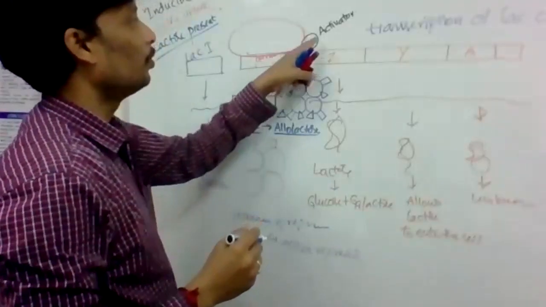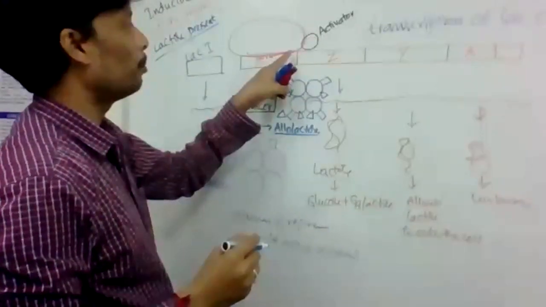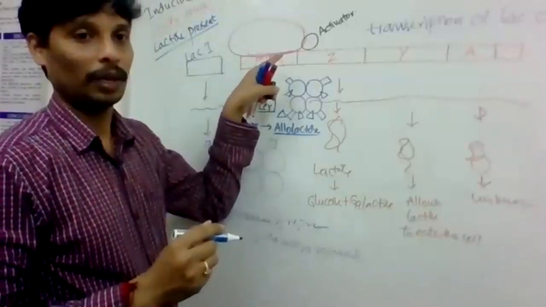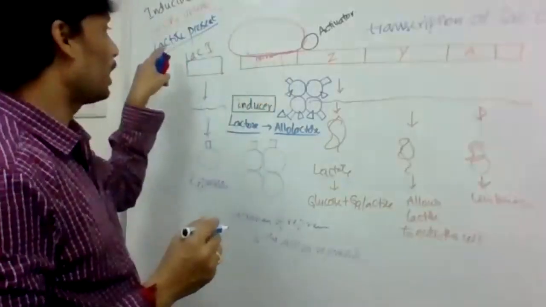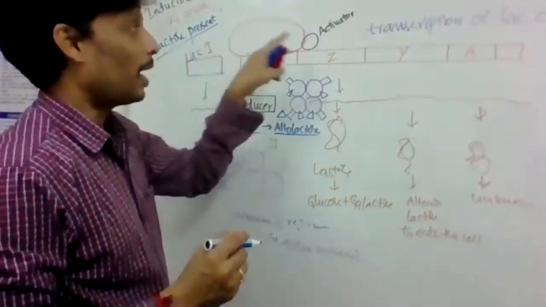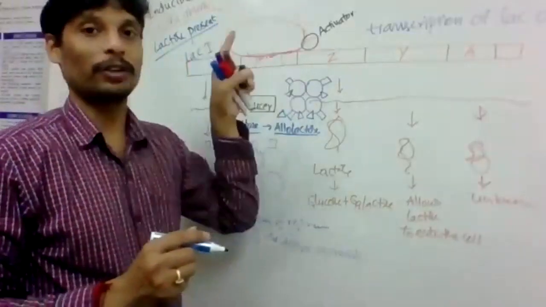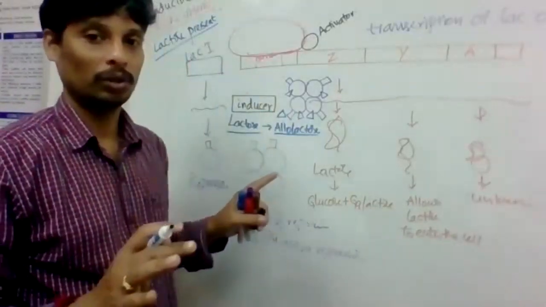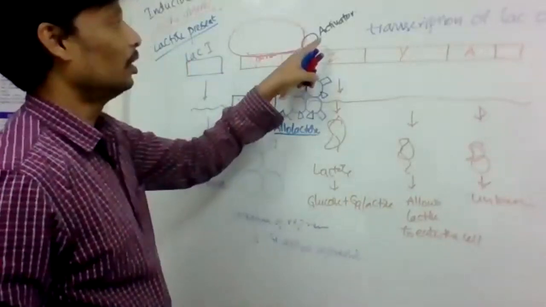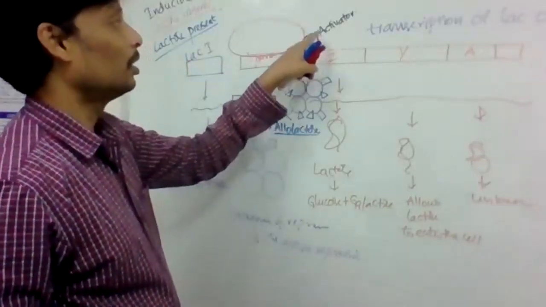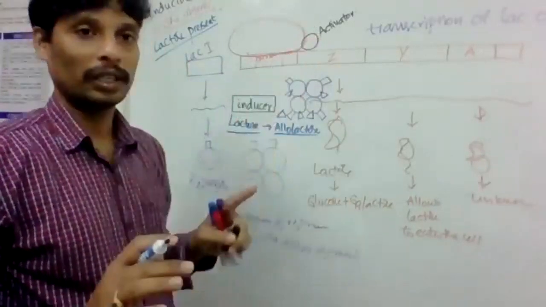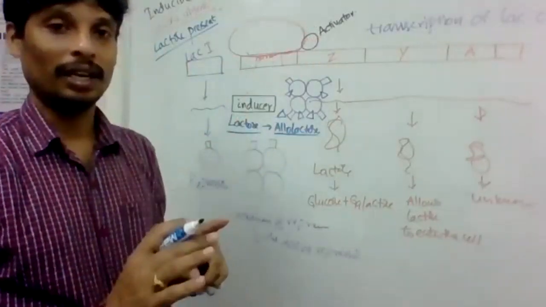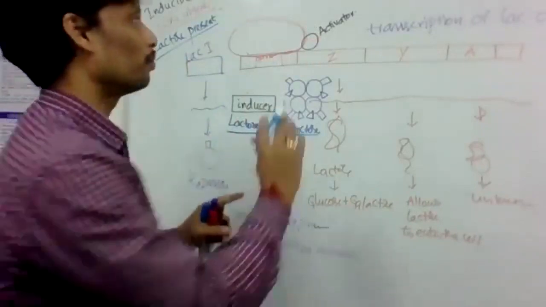And in this one, we need an activator molecule to bind strongly, even though the promoter is free. Irrespective of the presence or absence of lactose, the activator molecule is compulsory for the initiation of transcription. That is the message we need to understand. So what is this activator? This activator is cyclic AMP, which is synthesized in the cell only in the absence of glucose.